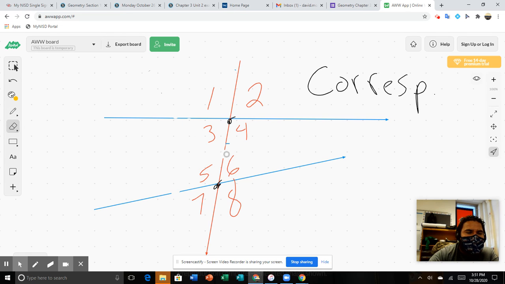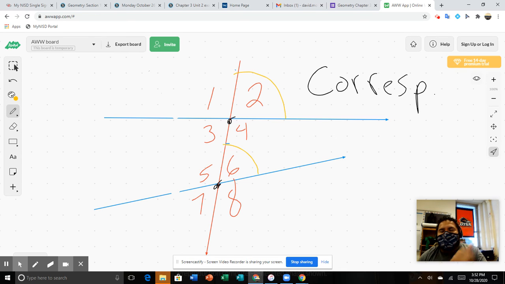What about angles 3 and 7? Those are corresponding, on the same side. What about angles 8 and 4? Those are corresponding, same side, same position. Angle 6 and angle 2 are another pair of corresponding angles.